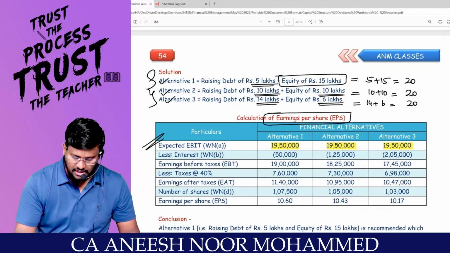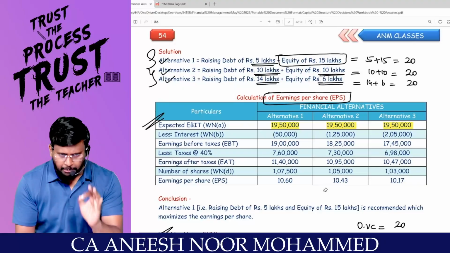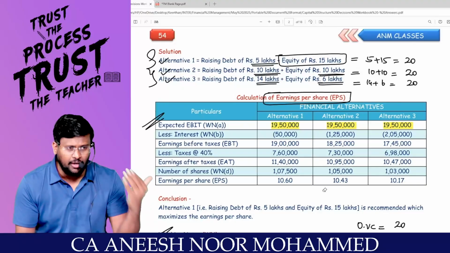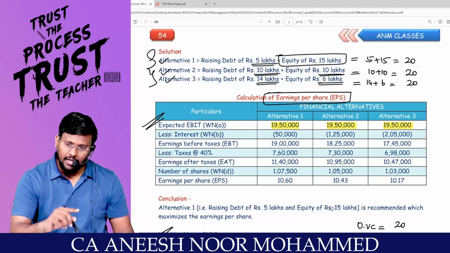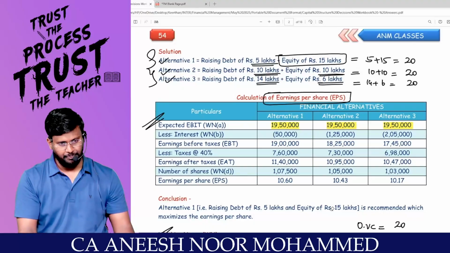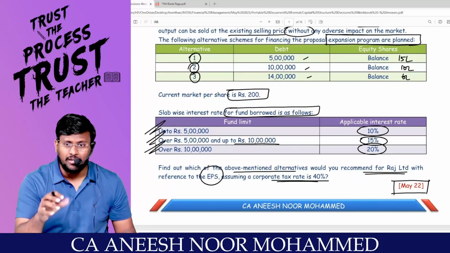Sir, am I going to employ the same debt in all options or different debt in different options? Different debt in different options. So, if the debt changes, automatically interest changes. And the debt, here it is performing as per the traditional approach.